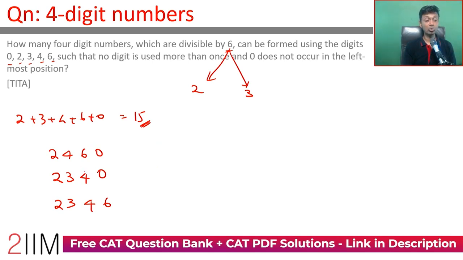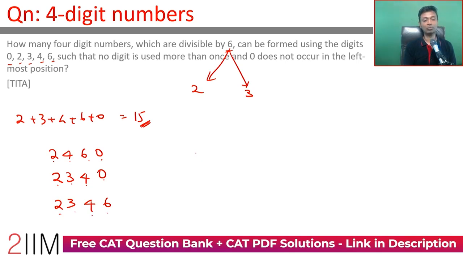2 plus 3 plus 4 is 9, that's a multiple of 3. 2 plus 3 plus 4 plus 6 is 15. That's a multiple of 3. Fine. So the digits could be 2, 4, 6; 0, 2, 3, 4; and 0, 2, 3, 4, 6. All of these are possible.